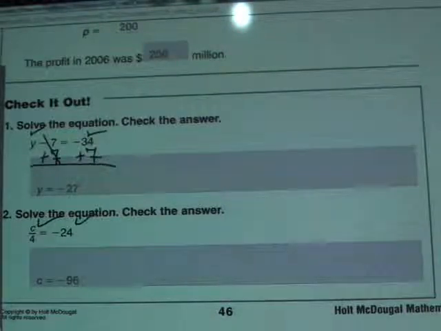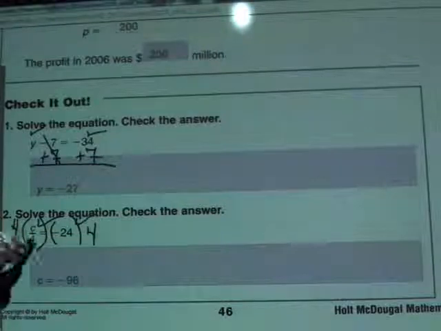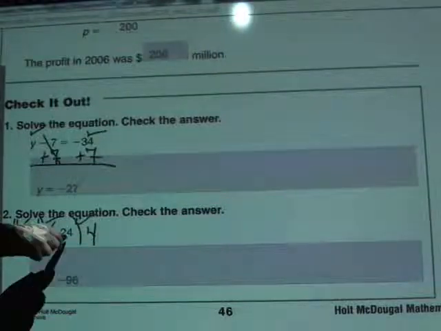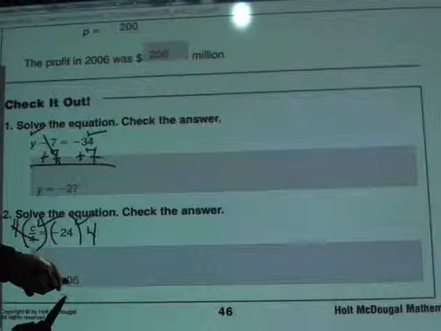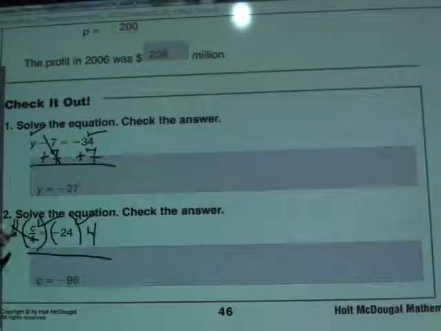So we're going to fix that mess by undoing that by doing the opposite, which is to multiply both sides by 4. You can already see what the answer is, but there's the work that goes with it. Here's your negative 24 times 4, which would give me negative 96, which is my answer. And we can check it. Negative 96 divided by 4 is negative 24. Since the other side says negative 24 and the whole thing matches, we know we solved it correctly.